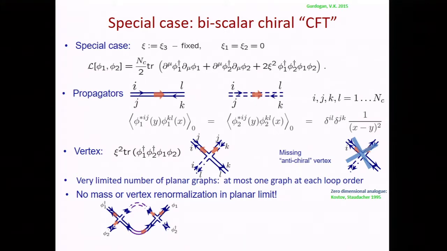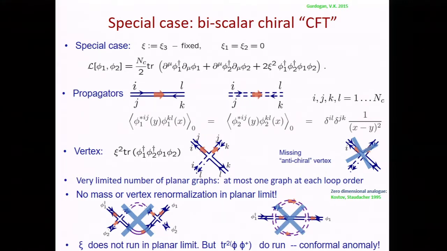For example, the lowest vertex renormalization diagram looks as follows, and you see that you necessarily have one clockwise oriented vertex here and another anti-clockwise. Otherwise it's non-planar, so we exclude it. And one can see that higher graphs renormalizing this vertex are excluded by this rule. Same about mass renormalization. It should consist of one chiral and one anti-chiral vertex on the planar graph, again excluded.